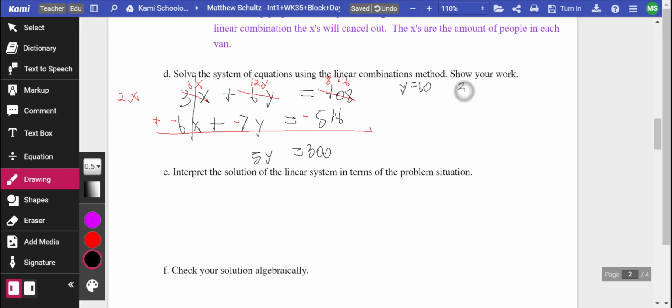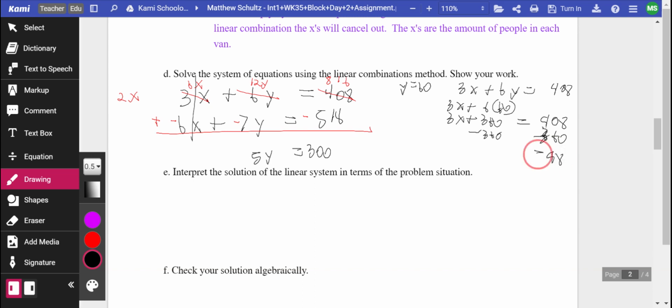So I know that 3x plus 6 times y is equal to 408. So if I go 3x plus 6 times 60, that's 360, will equal 408. If I minus 360 on both sides, I'll get 48 is equal to 3x. If I divide by 3, I'll get x is equal to 16. So x equals 16. So 16 comma 60.